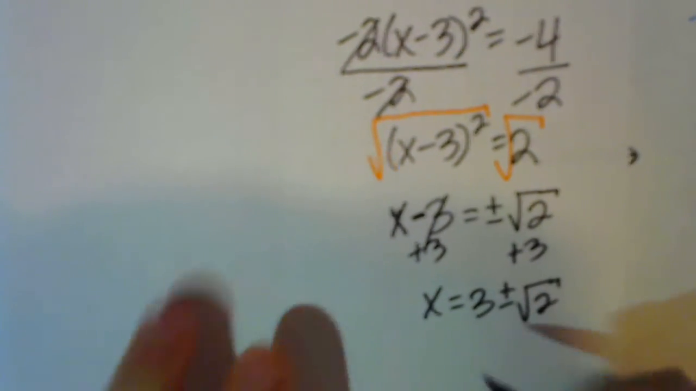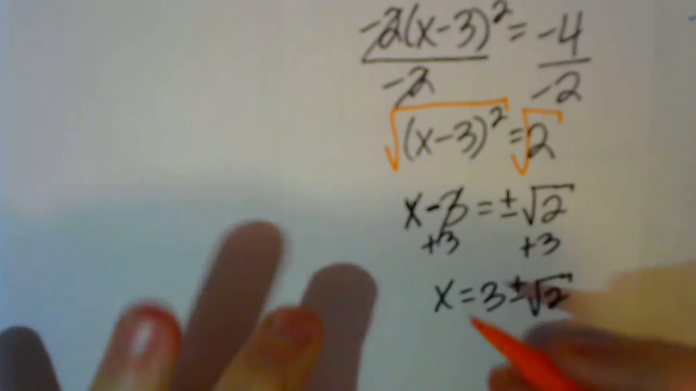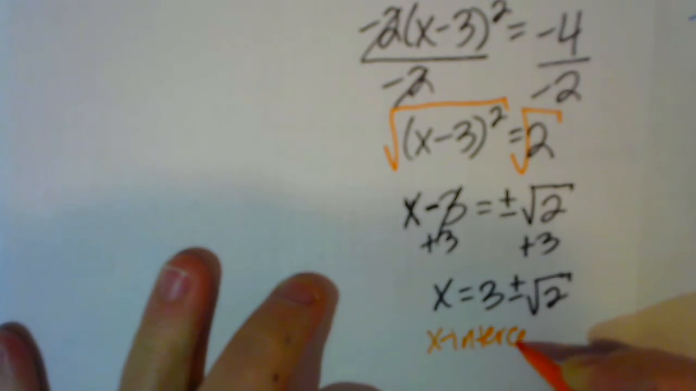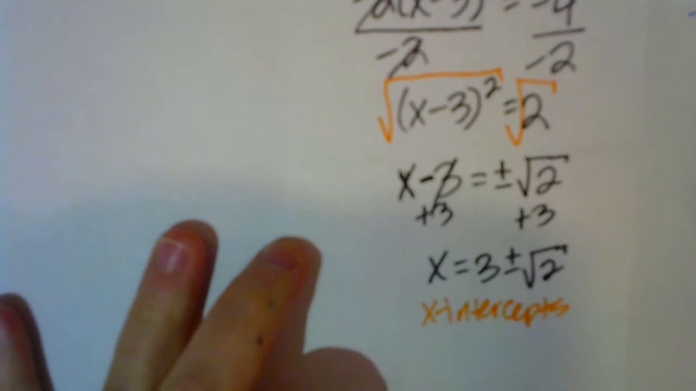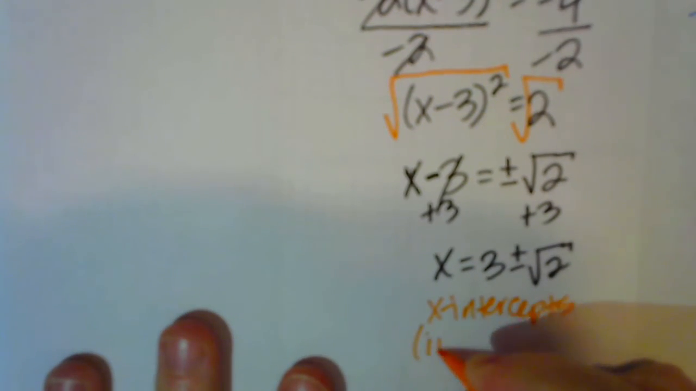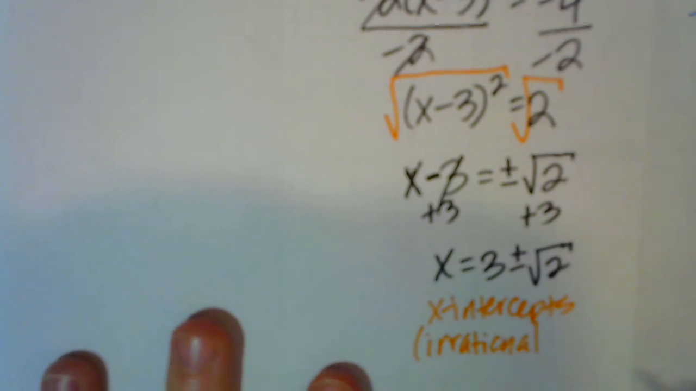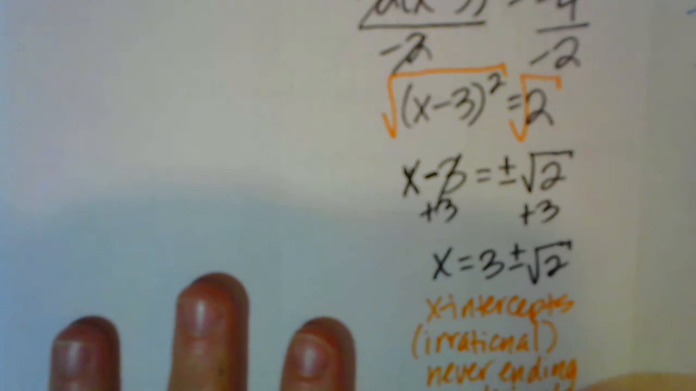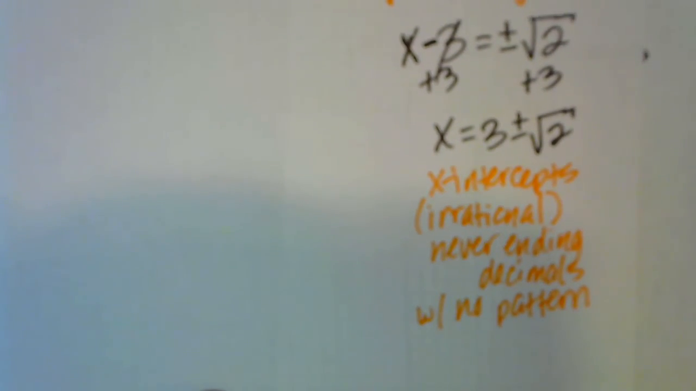These are x-intercepts. They're just never-ending decimals. Okay? Sometimes they call those irrational in your textbook. Never-ending decimals with no pattern. That's what irrational is. And so that's why they're kind of harder to plot. I'd have to round them to plot them on my graph.